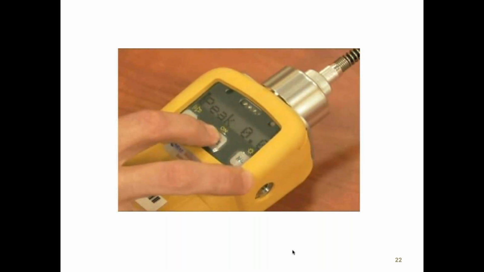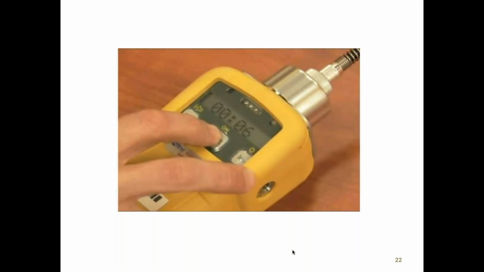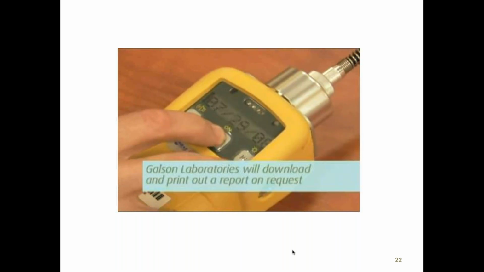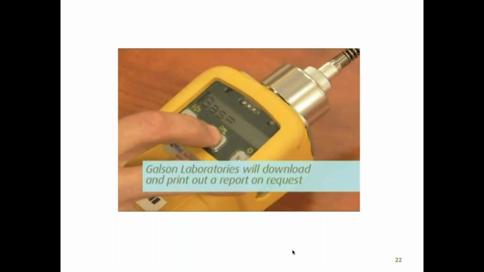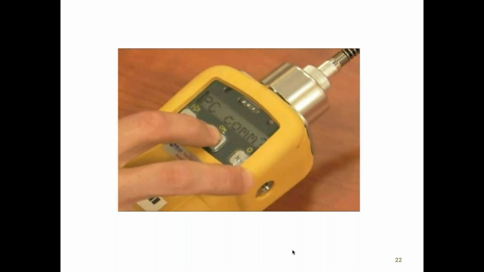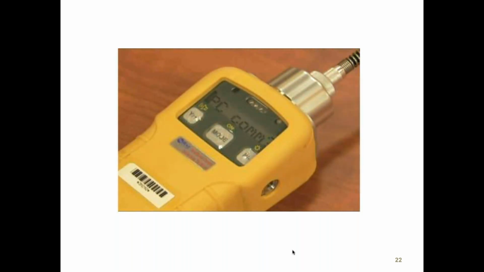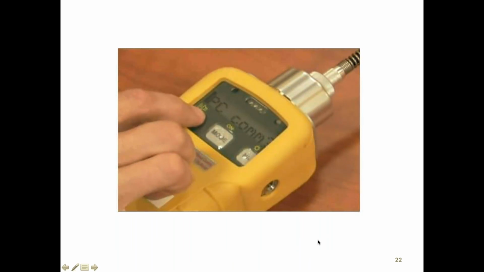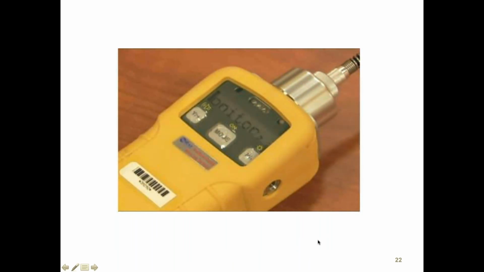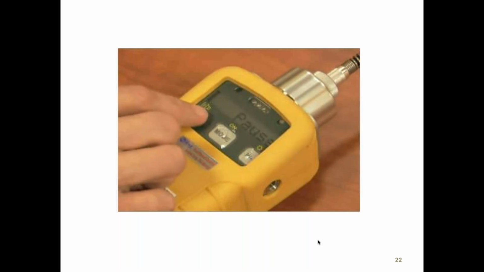When your probe sampling on the event is complete, you will need to download the sensor data to a PC to print out a report. Galson Laboratories will download and print out your report on request. To do this yourself, press the mode button several times until PCCOM? appears on the screen. Push Y and pause monitor? will appear. Push Y again.